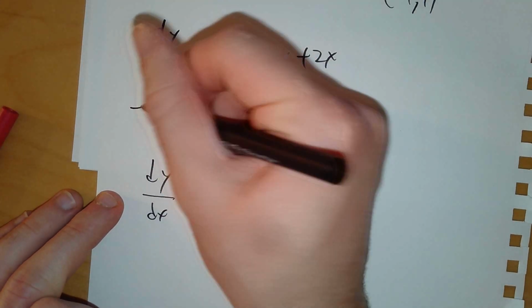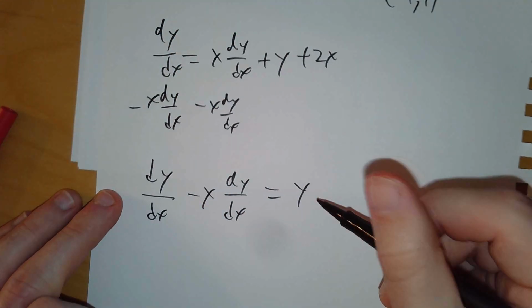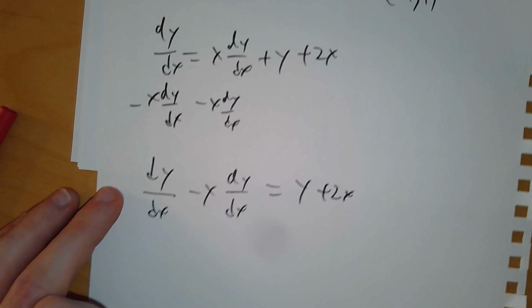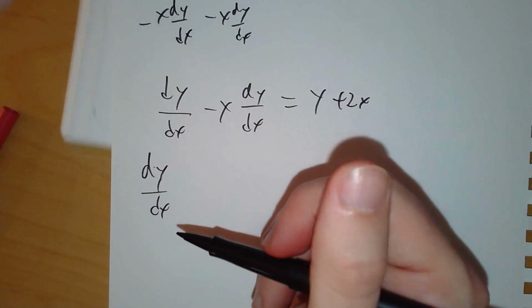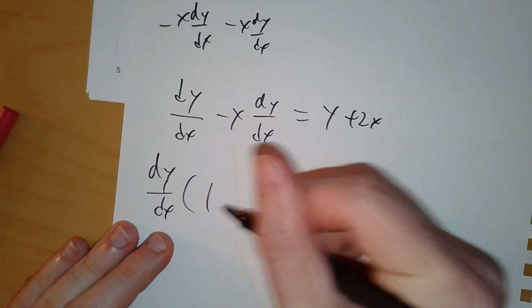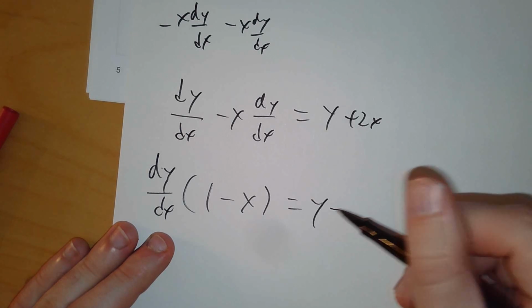Let me just show better work, guys. I'm being a little lazy here. I'm going to be a bit better. Y plus 2x. Then I'm going to factor the dy/dx out. Dy/dx, parentheses 1 minus x. Don't forget the 1 there, equals y plus 2x.